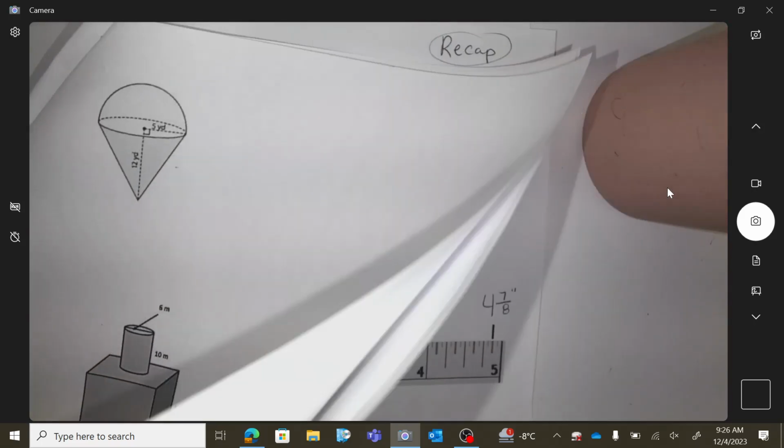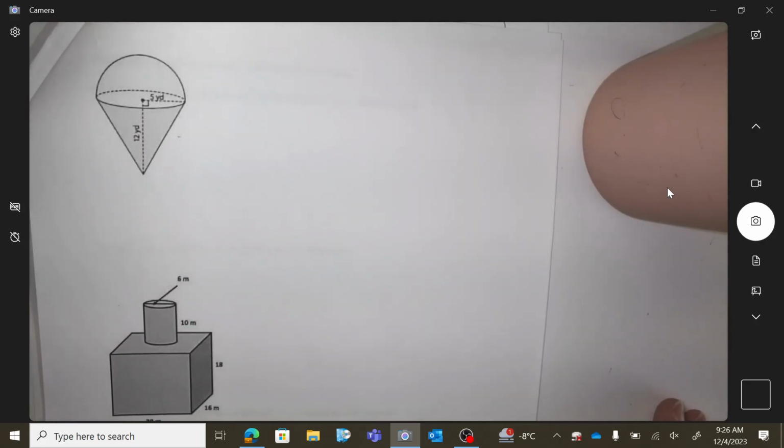Okay, do you want me to do all of this today, or do you want me to stop and you work and then we can finish the other half tomorrow? It's better for you. Half and half? We can do that today.